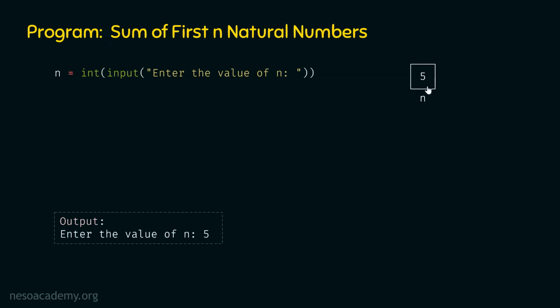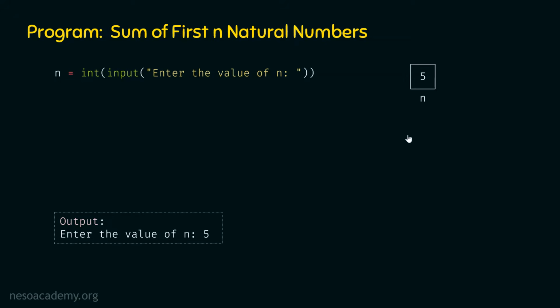Now we have received the value of n. We are ready to write the logic of our program. We want to calculate the sum of first n natural numbers. Here n is 5, this means we need to calculate the sum of first 5 natural numbers, which is 1 plus 2 plus 3 plus 4 plus 5, which is equal to 15. How to do this? We want 1, 2, 3, 4, 5, all these values, and we need to calculate their sum. We can do this using while loop.